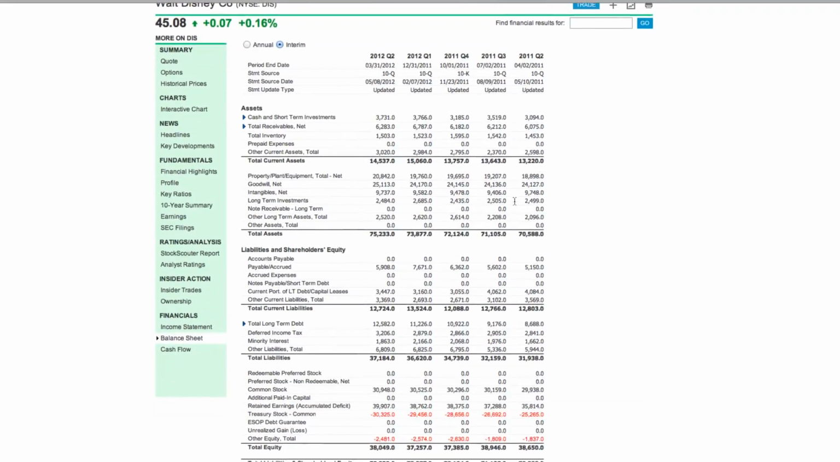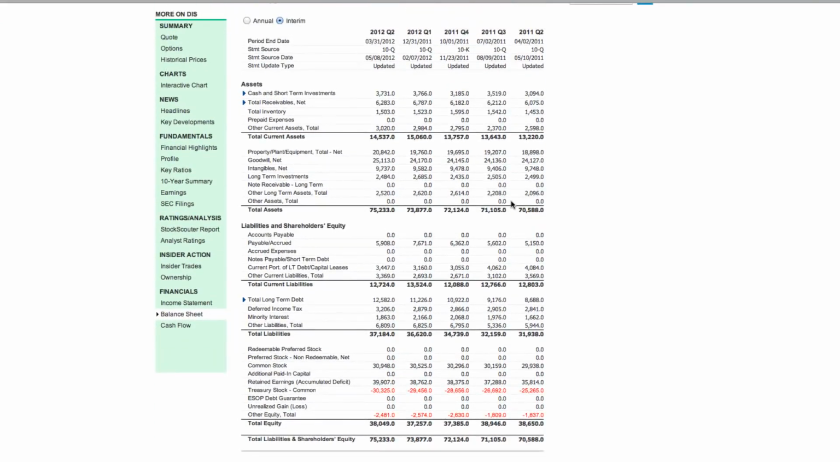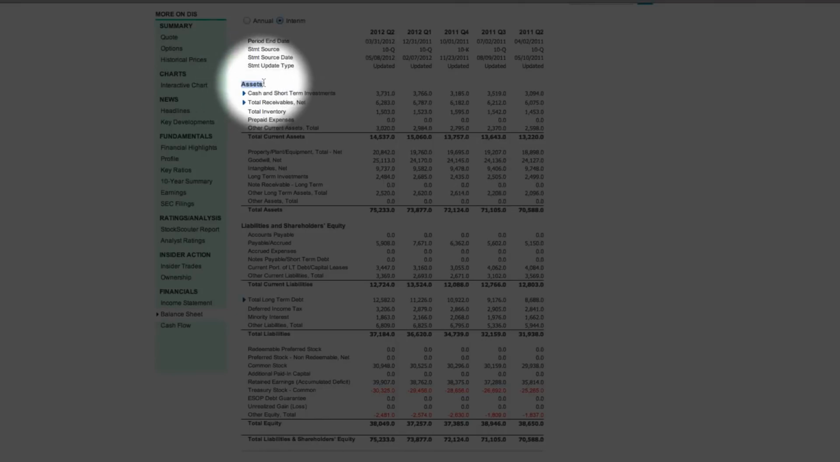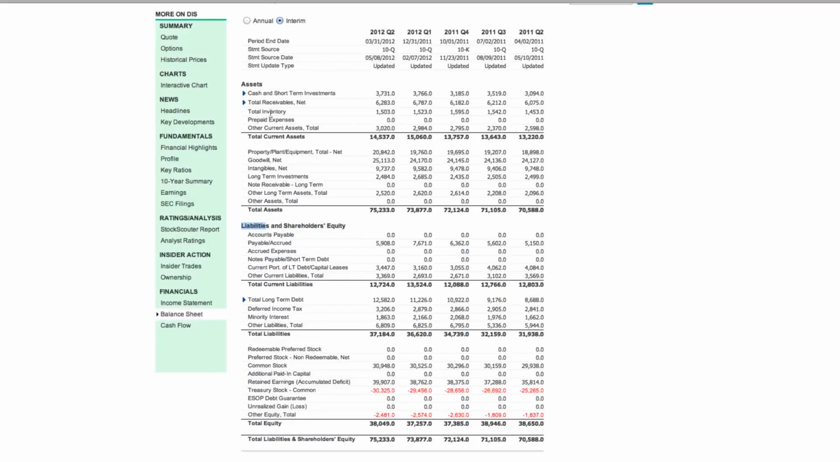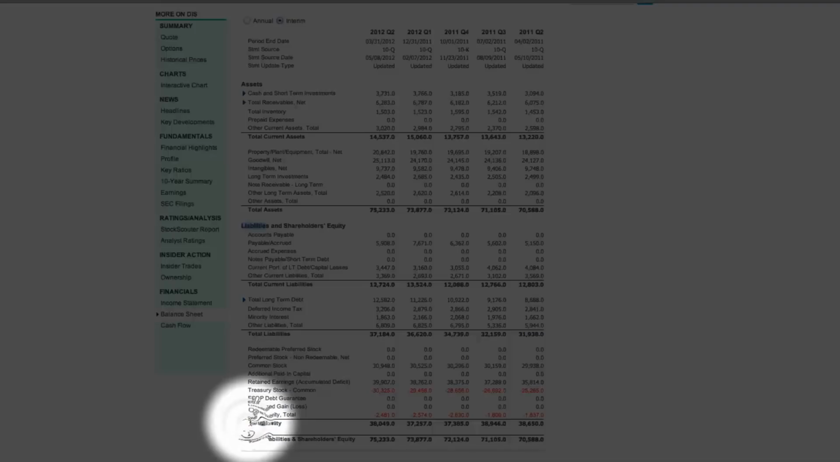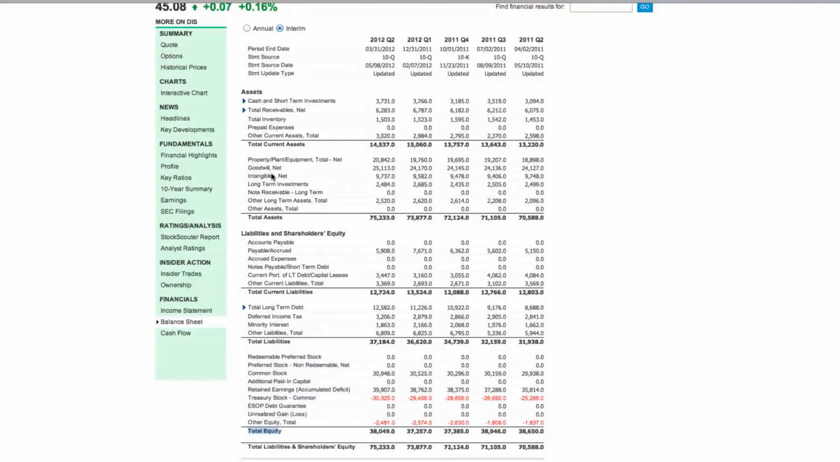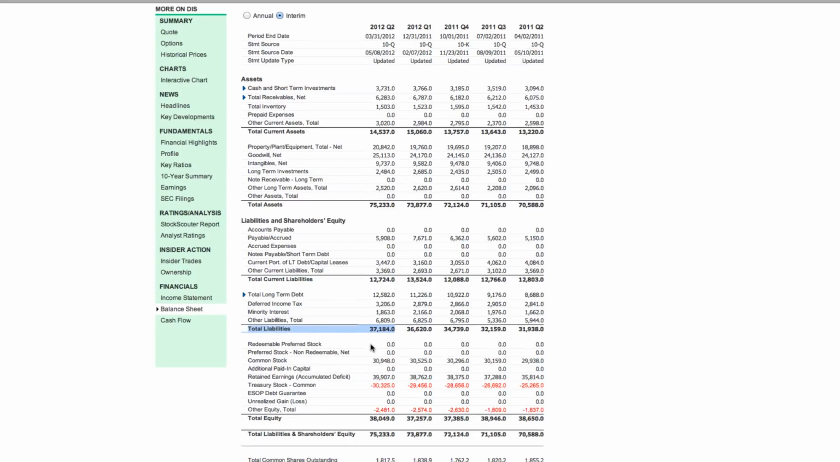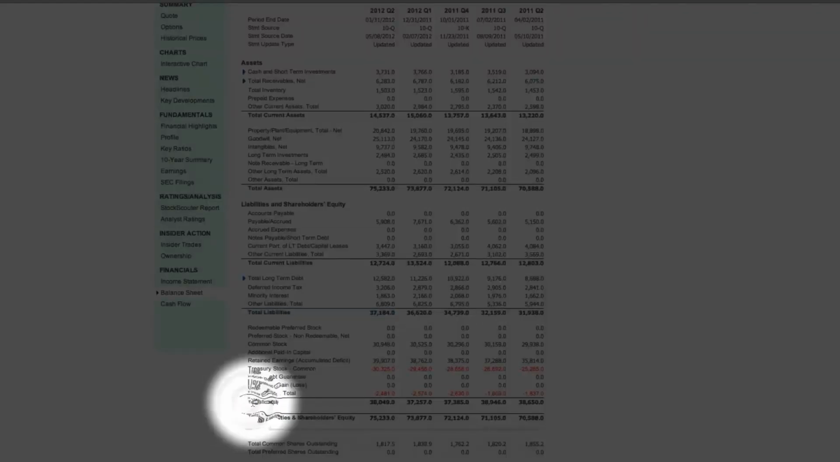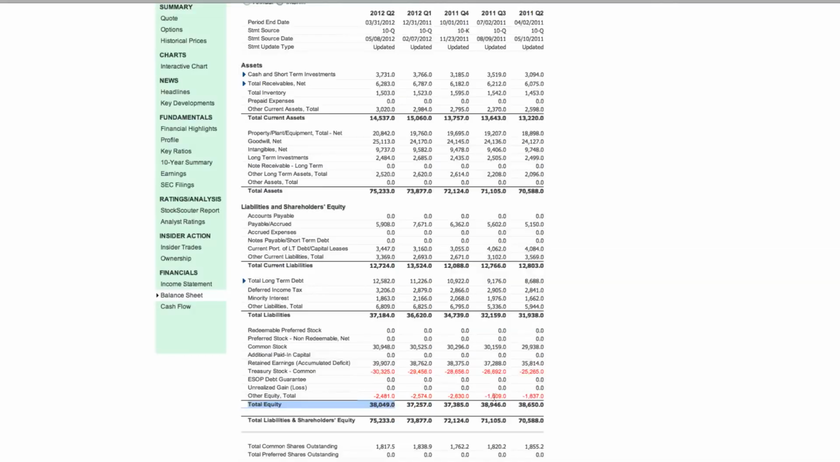When you look at the balance sheet, it's broken down into 2 major groups. You have the assets section, and then you have the liabilities section. The difference between those 2 is the equity, which you're going to see right here. When you take the total assets, which is this number right here, that 75, and that number is in millions, so that's $75 billion in total assets, and you subtract your total liabilities, which is $37 billion, you get the total equity, which is $38 billion.